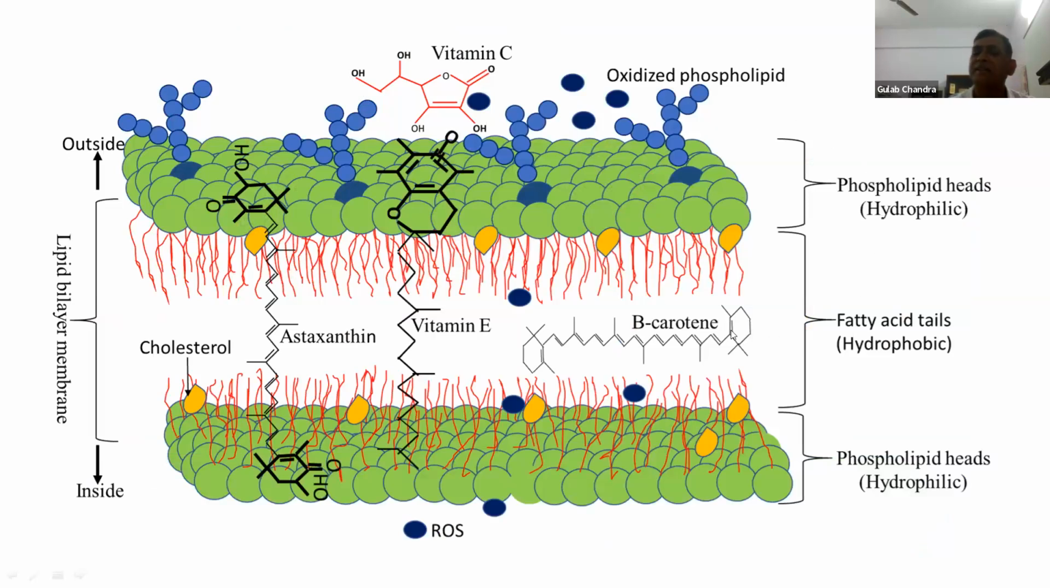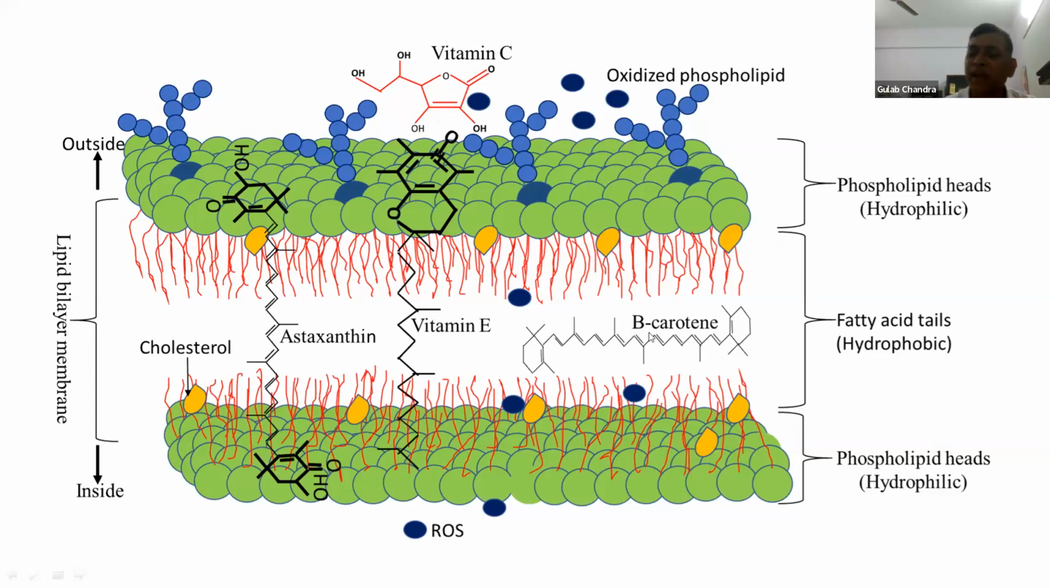These are the supplemented antioxidants: beta carotene, vitamin E, astaxanthin, and vitamin C. How do these vitamins hunt the free radicals? Beta carotene is always found in the lipid bilayers, and it hunts only those free radicals that are formed in the cell membranes.